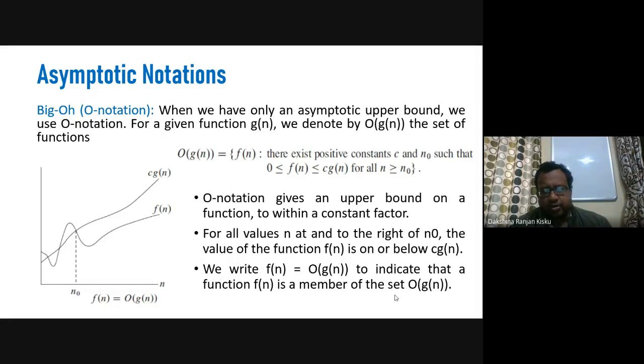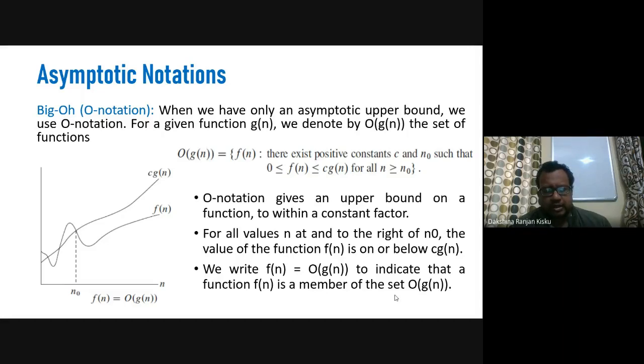we denote by order of g(n), so O of g(n) is called order of g(n), the set of functions. Here big O of g(n) represents the set of functions, and this set of functions can be determined from a set of alternative algorithms. Here g(n) is a function and order of g(n) is a class of functions or set of functions.